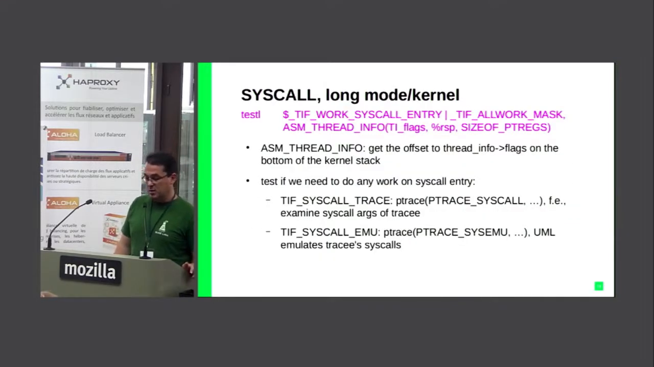And then we go and test what kind of work we need to be doing. For example, this is a mask of TIF bits, like thread info bits, that you're going to see later. And whenever one of those bits is set on the thread info, which is on the kernel stack, John was talking about it, you're going to have to do work on syscall entry. So when you enter a syscall, you do some additional work, not only the syscall. For example, if the user space process has executed ptrace syscall, it means he wants to examine the syscall arguments of the tracee. You have to go and do some work.